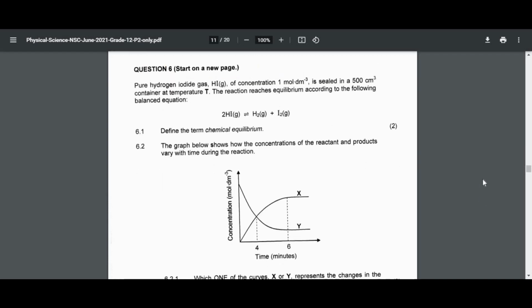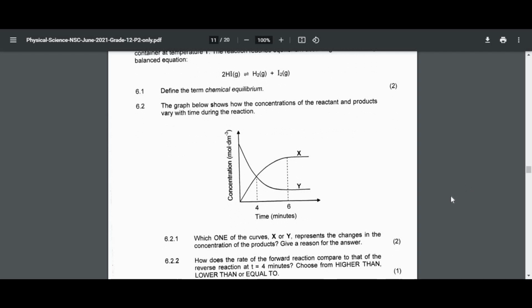That's question 6. It says pure hydrogen iodide gas, HI, of concentration 1 mole per decimeter cubed is sealed in a 500 cubic centimeter container at temperature T. The reaction reaches equilibrium according to the following balanced equation: 2HI gas gives us hydrogen gas plus iodine gas. Now define the term chemical equilibrium. I'm sure we all know how to do that.